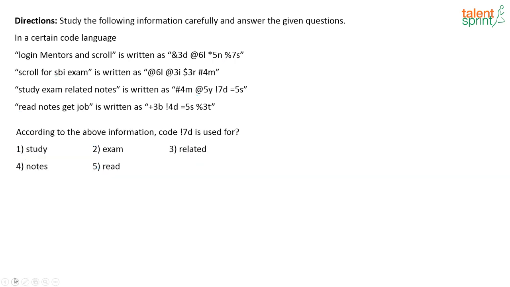Next. According to the above information, the code exclamation 7D is used for dash. So Ravi Kiran, for the symbol coding, we said we were looking at the first letter, not the end letter. For the symbol coding, we were looking at the first letter in each word.